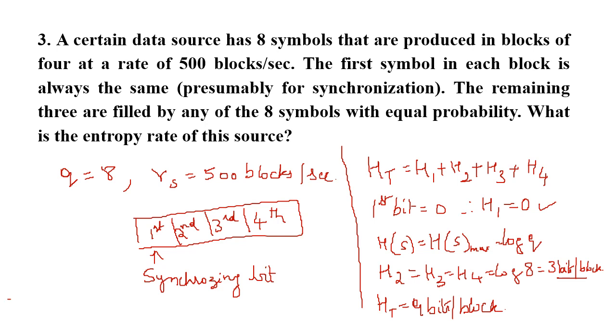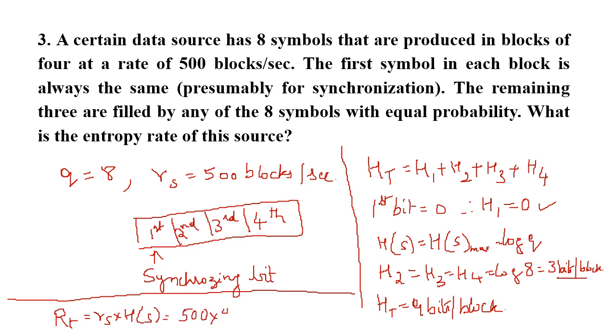Now what is the rate of information of a given source? We know that the rate RT is nothing but RS into H of S. We'll substitute the values here. RS is 500 blocks per second into H of S, which is 9. So we are going to get the rate of information as 4500 bits per second. So this is the entropy rate for the given problem.